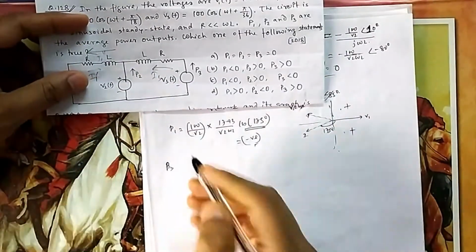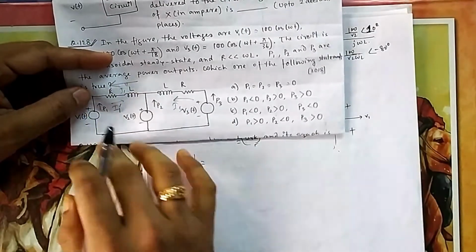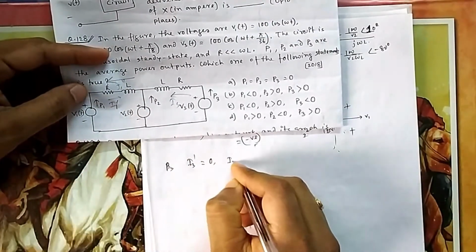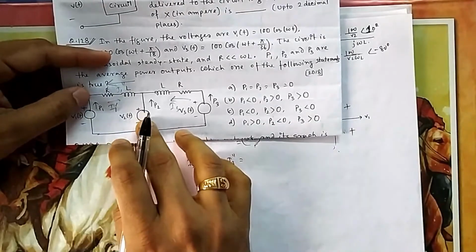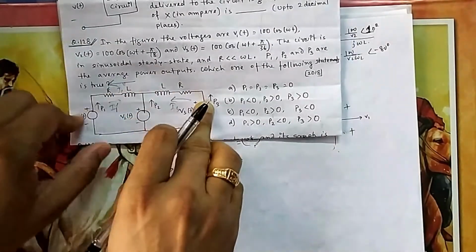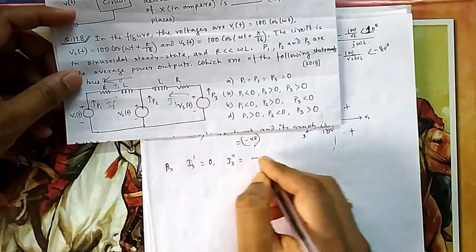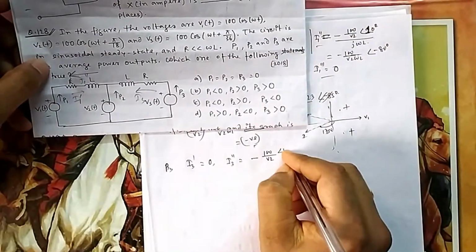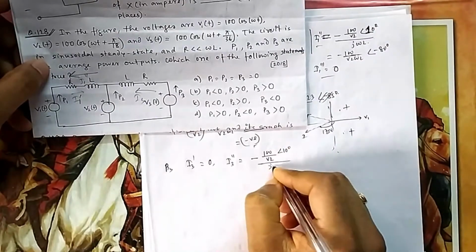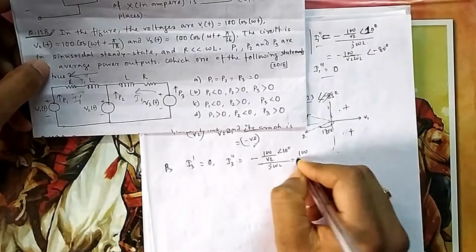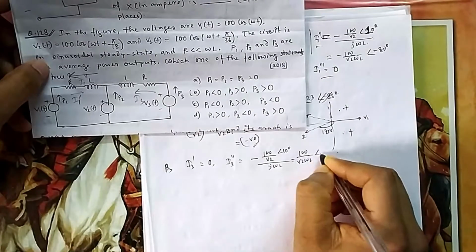So what will be my I3 dash? First condition was this was on, so all the current was flowing through this. So this is 0. What will be my I3 double dash? I3 double dash was when this was on, so current was flowing out of this. So it is going against that. So it was 100 by this one, 100 by root 2 at an angle of 0 divided by j omega L, which was 100 by root 2 omega L at angle minus 80.